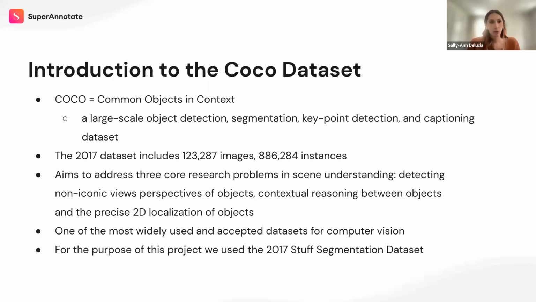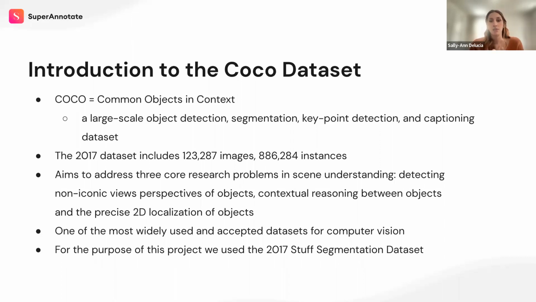And for the purpose of today, we're going to be focusing on segmentation and the 2017 data set, which includes 123,287 images and 886,284 instances. So a lot of data there, and this is just one of the data sets available. If you go to the COCO data sets, they have various options there, but the 2017 is one of the more recent. And the COCO dataset really aims to address 3 core research problems in scene understanding.